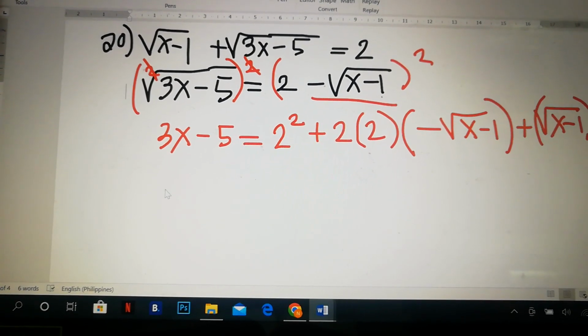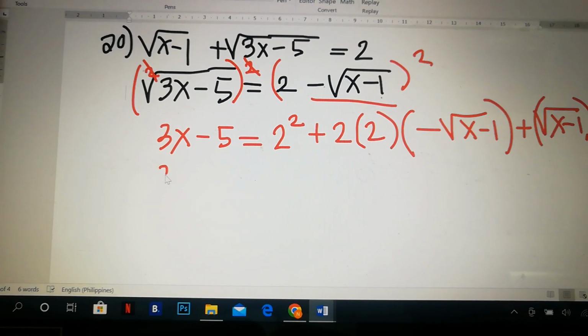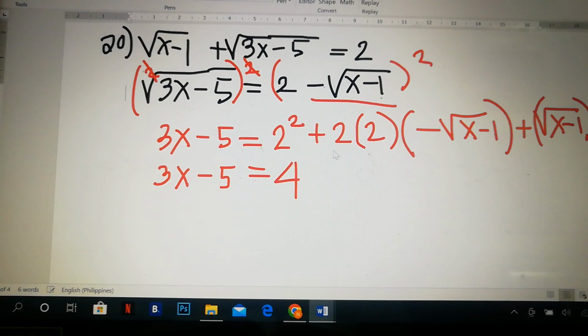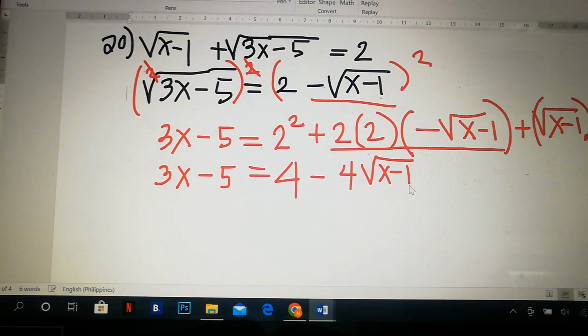Okay, so let's simplify first the right side of the equation. So 3x minus 5 is equal to 4. 2 times 2 times negative square root of x minus 1, that is equal to negative 4 square root of x minus 1. Okay, plus squaring square root of x minus 1 squared, just simply cancel the index and the exponent. The answer is x minus 1.